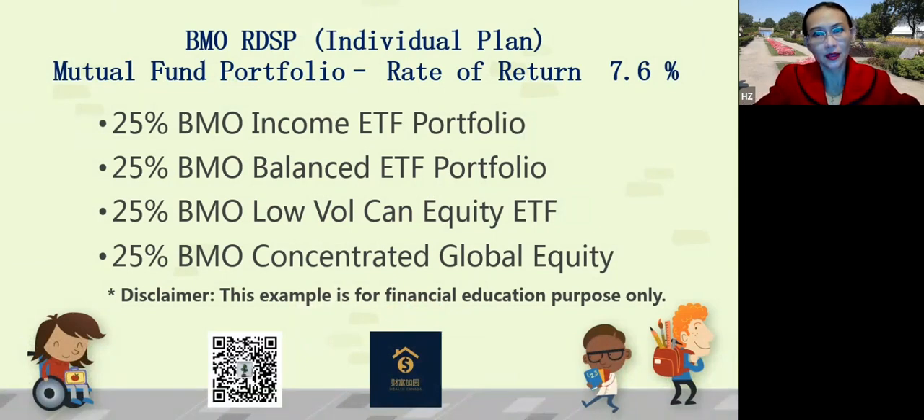Today, I did 3 reviews for my RDSP clients. I just look at pretty much the average rate of return over the last few years, 7.6%. So I put them into the BMO Income ETF Portfolio, Balanced ETF, Low Volatility Canadian Equity, and Concentrated Global Equity. Each fund, I put just 25% equally, and this gave the clients a 7.6% yield. Earlier, I showed you the curve of about 8%, so we can say it's much more achievable.